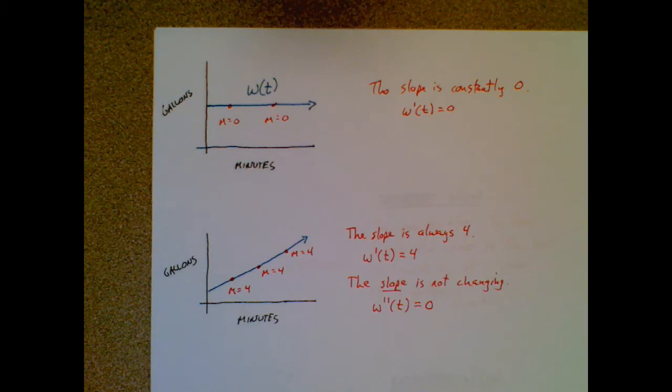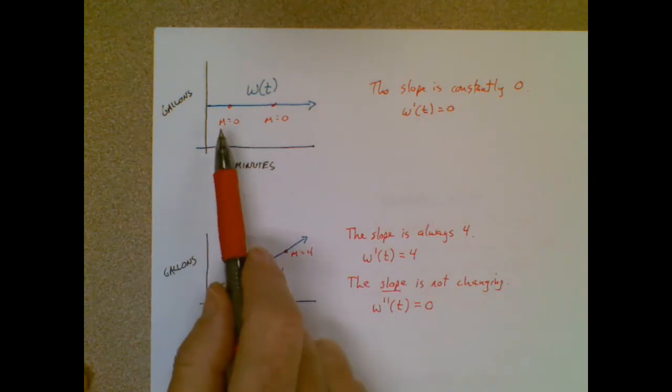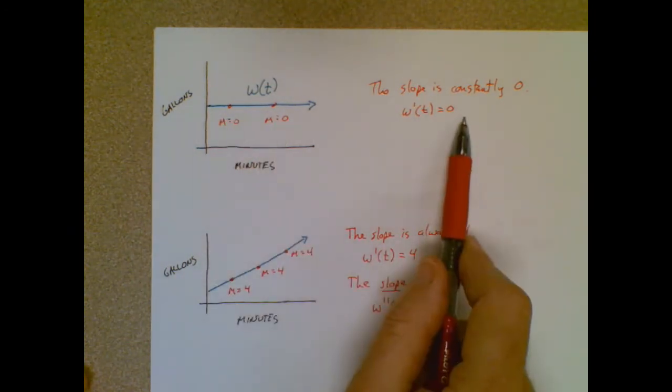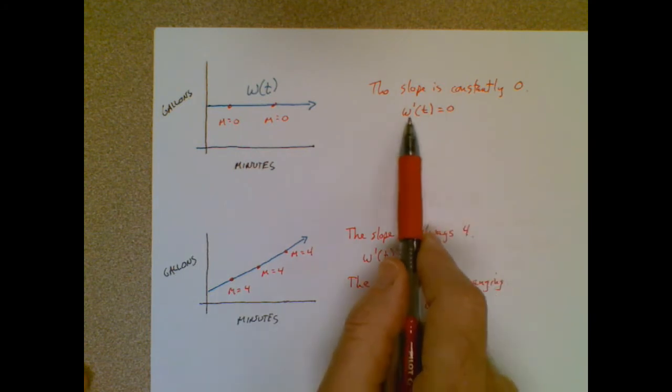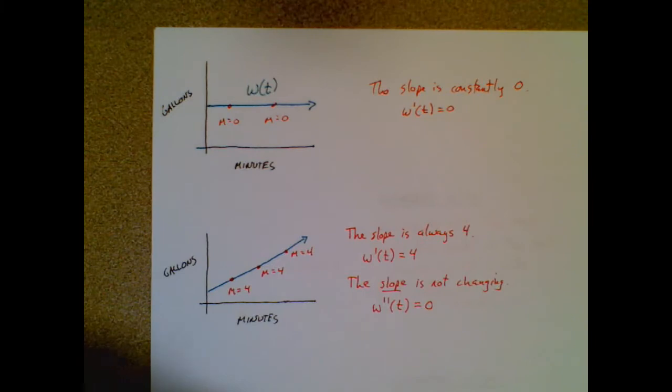Now let's start looking at these situations and start putting a little bit of calculus symbolism to it. Okay, so in this case, the case we weren't worried about, notice that the slope is 0, the slope is 0, so I could say the slope is constantly 0, or w prime of t equals 0. When I use a t, it means in general, no matter what t I select, my slope is 0.